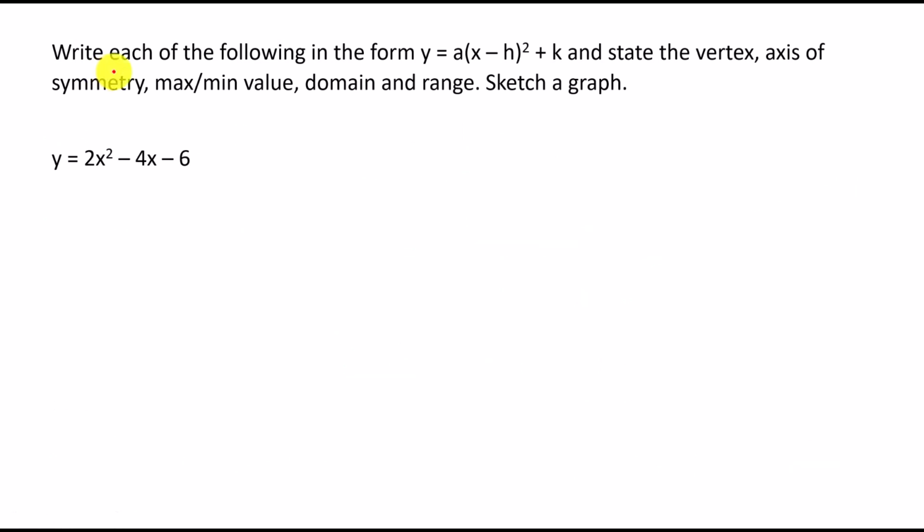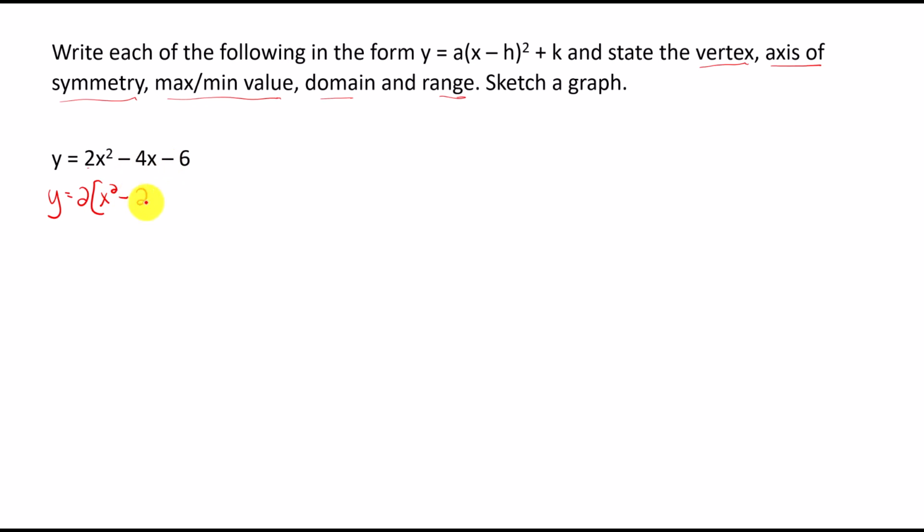Okay, in this example, we're asked to write each of the following in this form. So we're asked to write it in completed square form and to state the vertex, the axis of symmetry, the max-min value, the domain, and range, and then to sketch a quick graph. So we should know how to complete the square. I'm going to do it one time, but if you need to go back and review that video, you can do that. So when we complete the square, we're going to bring this 2 out front. And we're going to divide everything by 2.